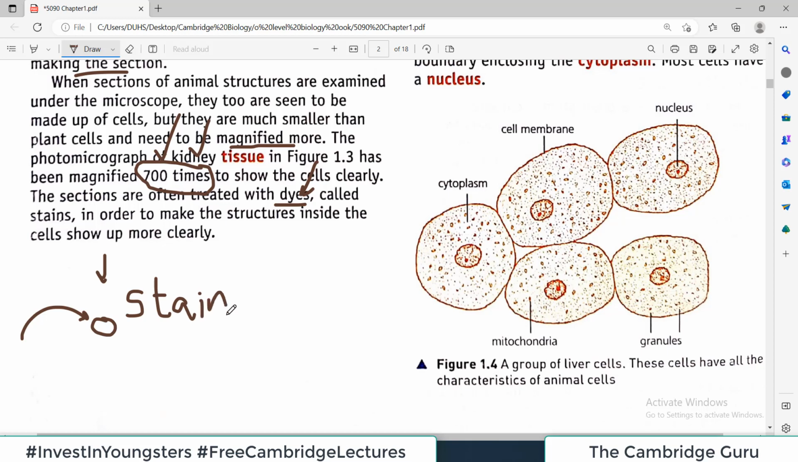So when we use this word staining of cells, that basically means we are adding some color to the cell so that we can see the cells more clearly.